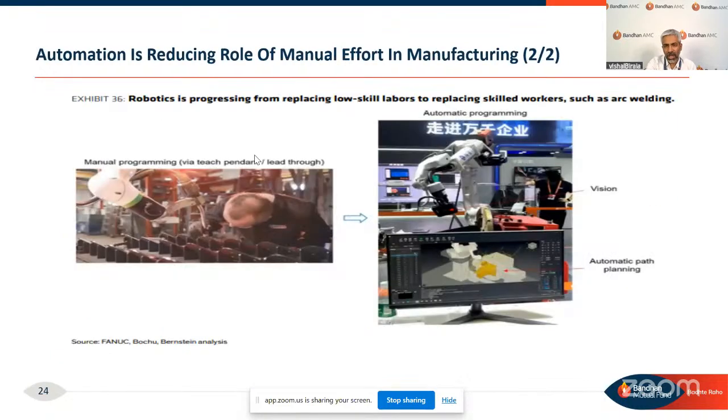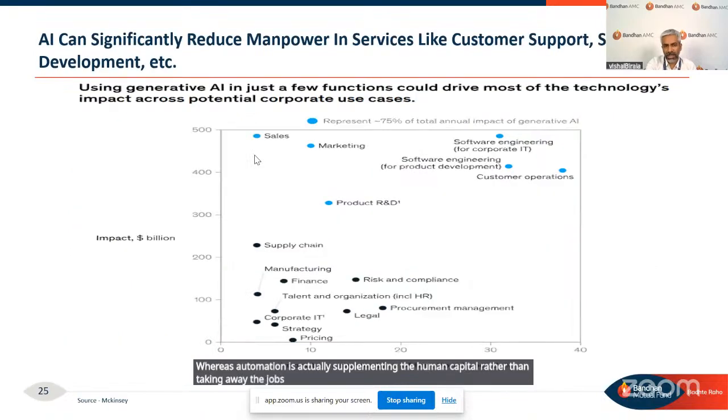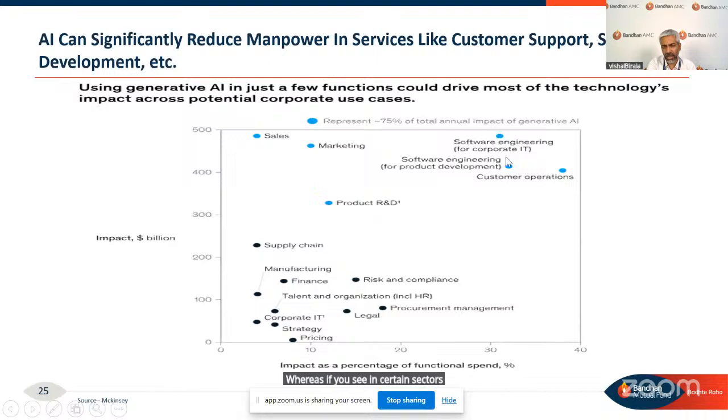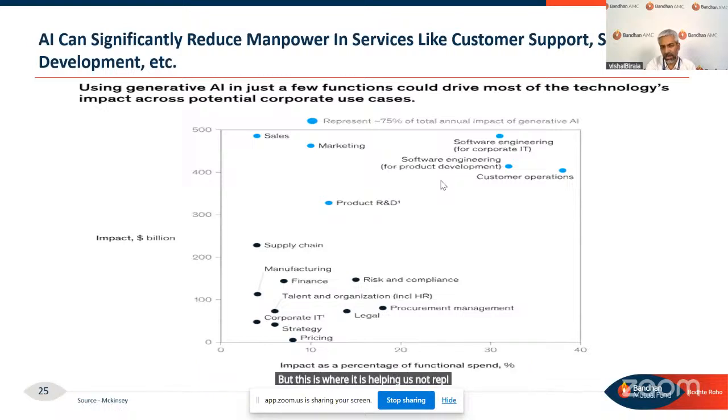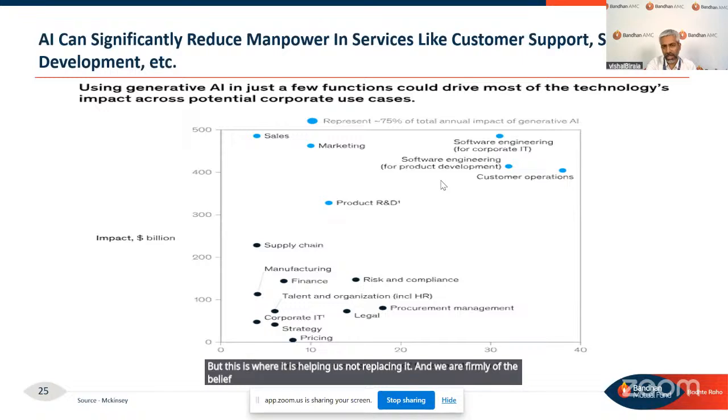Whereas automation is actually supplementing human capital rather than taking away jobs. And these are some of the sectors. If you see the darker dots, the impact of automation is not very significant. Whereas in certain sectors, in lighter dots, light blue dots, the impact of automation is meaningful. But this is where it is helping us, not replacing us. And we are firmly of the belief, at least at this stage, that AI will lead to better productivity and consequently more applications and hence more jobs.